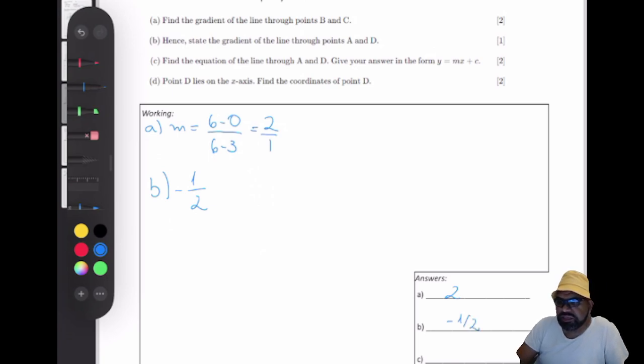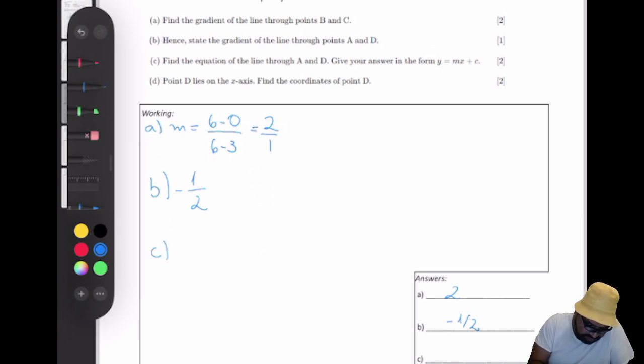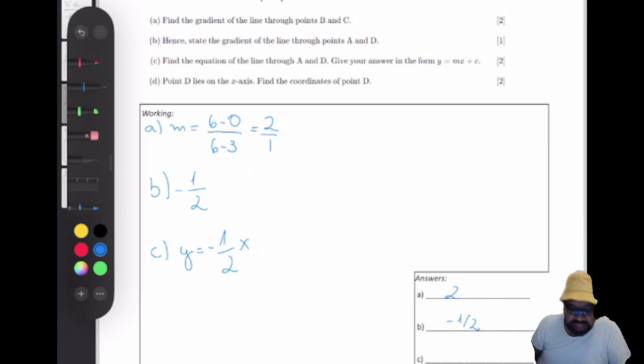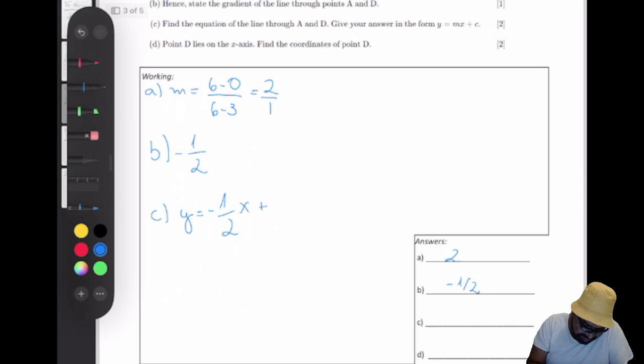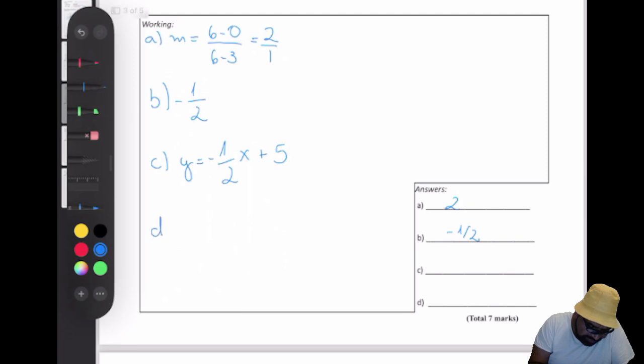Third one is find the equation of the line through AD. Well, we have some important information, as we have the slope, y equals negative 1/2 x. Let's see now, where is the y-intercept? Well, we have A, which is (0, 5), then the y-intercept is 5. Then plus 5. And for D, they're asking to find the coordinates. We have just one piece of information. We know it lies on the x-axis, which means y equals 0. Then we just plug in here.